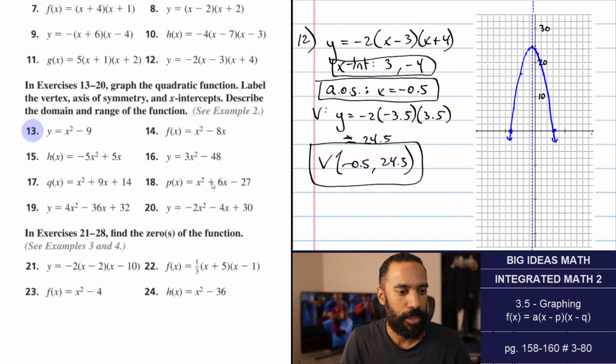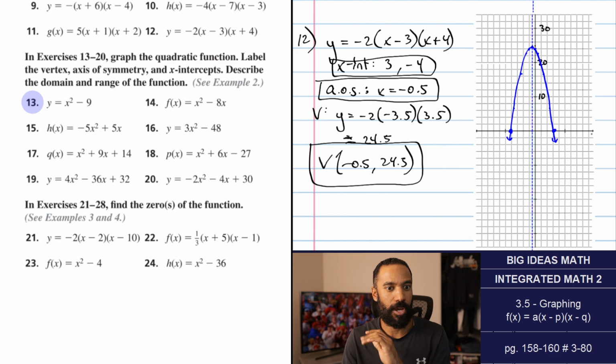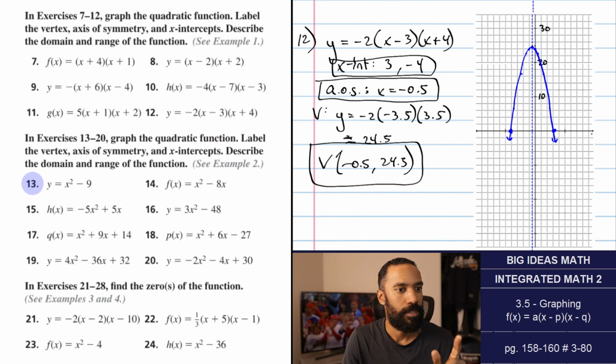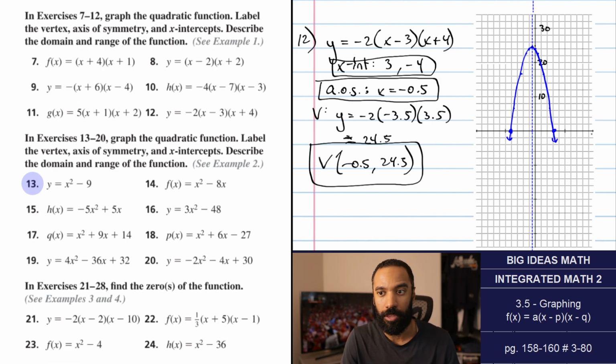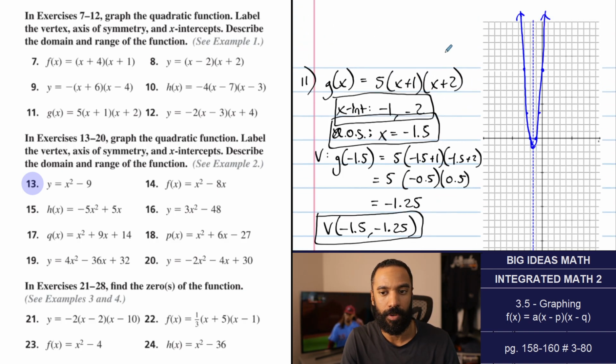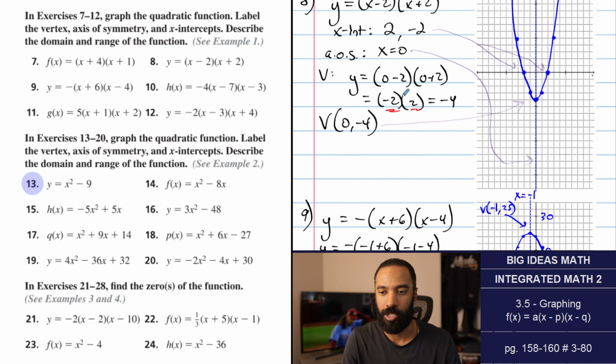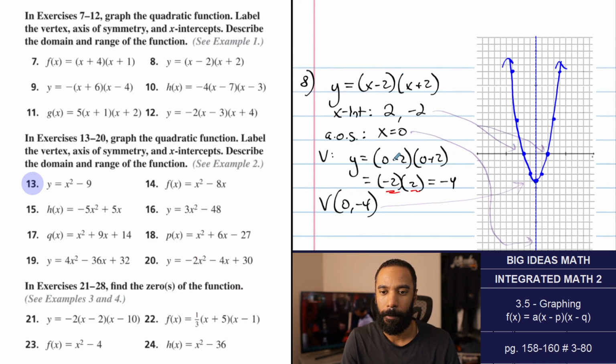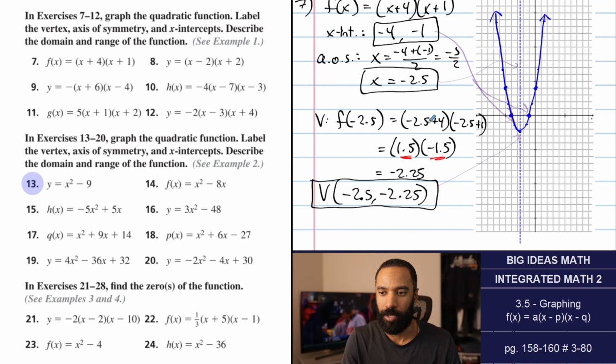Number 13. 13 through 20. Graph the quadratic function, label the... Okay, same stuff. Oh, I didn't do domain and range of all the previous problems. Let's go back. Let's say this straight up, guys. Domain's all real numbers, right? So let's go back. Number 7. Excuse me, I really apologize.